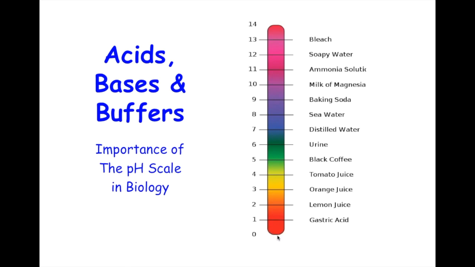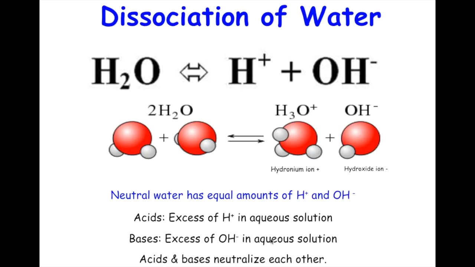Beyond that, you don't need to know a whole lot until you get to chemistry, but know that distilled water, plain old water, is 7. Anything above 7 is going to be a base. Anything below 7 is going to be an acid.